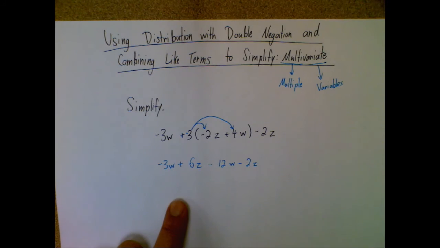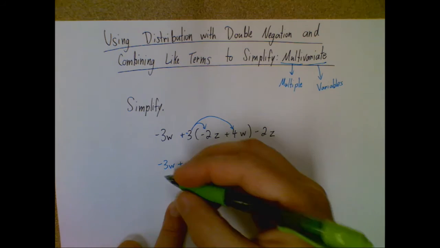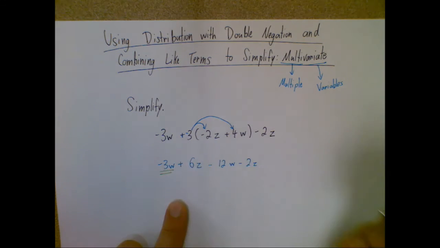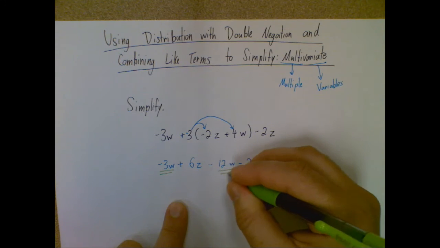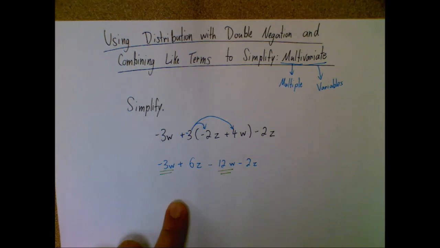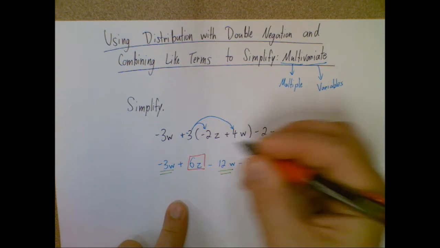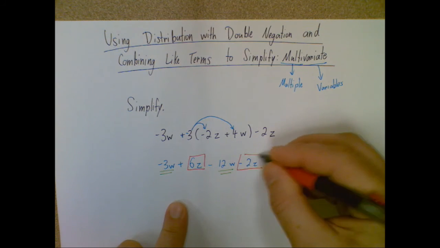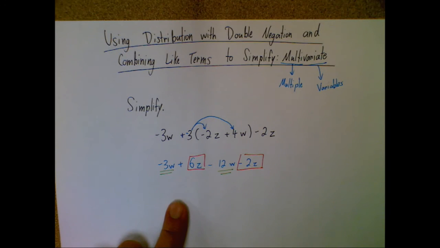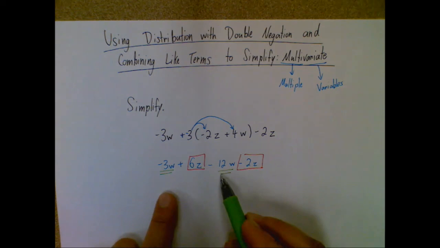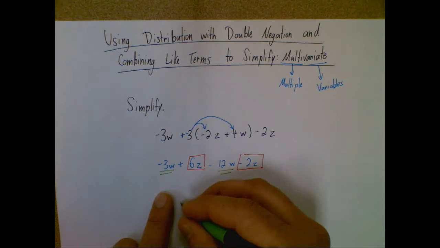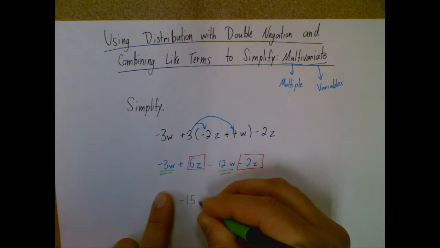Okay. So now, looking forward, I need to make sure I'm only adding together my like terms. So I have my w's there and there as -3w and -12w. And I have two z's as well as 6z and -2z. So now I want to go ahead and put those together. So I'm going to have my -3w and -12w. They're both negative, so I'm going to get -15w.